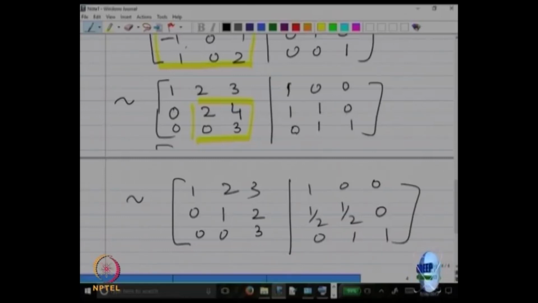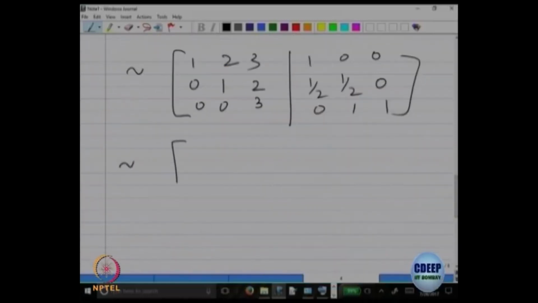Next step, I should make everything in that column equal to 0. So, let us make that. That is equivalent to 1, 2, 3, 1, 0, 0. Okay, so what shall I be doing?